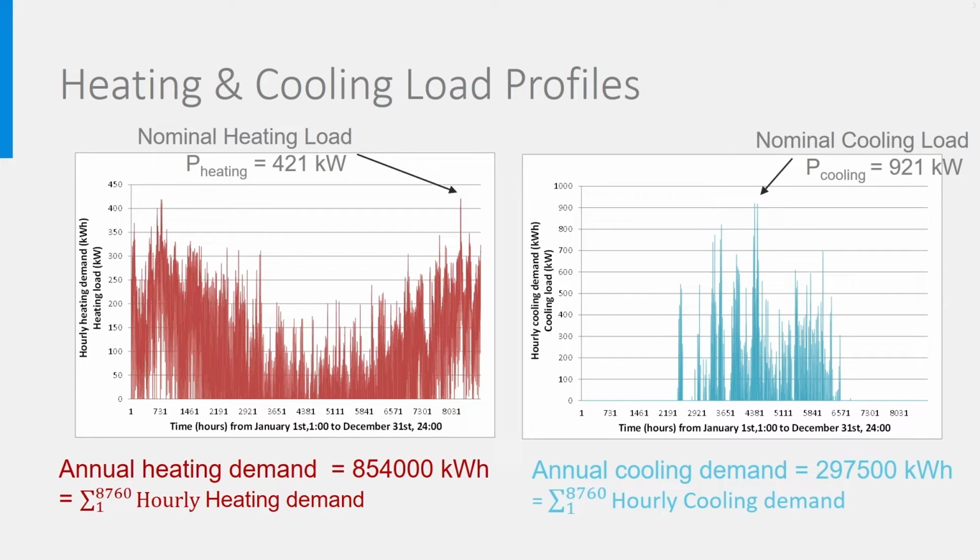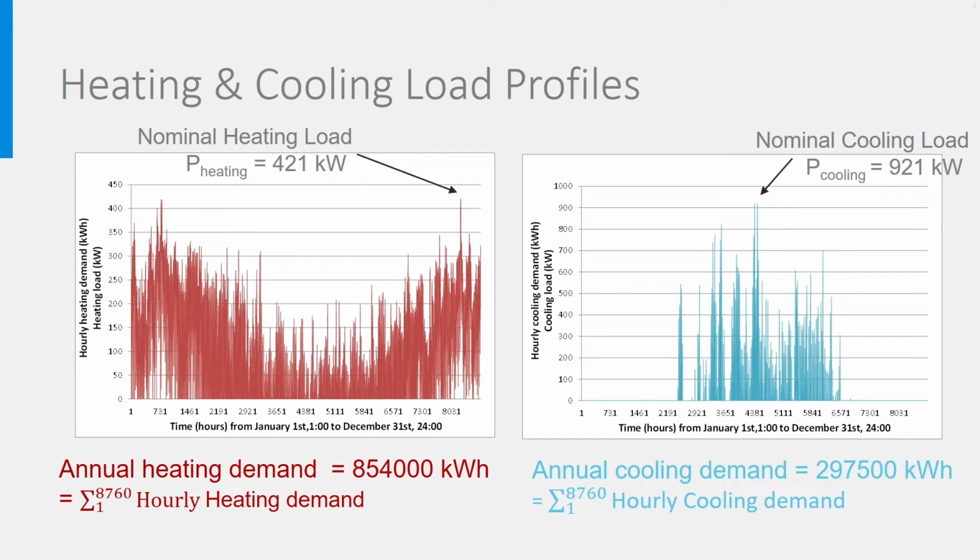In this slide, you see an example of a very large office building of 13,000 square meter floor area, such a building of 10 floors, 71 meter length and 18 meter width. You see that there are some high peaks, but that they only appear a few times in a year. The annual heating demand is 854 megawatt hour and the nominal heating load is 421 kilowatt. For cooling, the building needs 297.5 megawatt hour and the cooling load is 921 kilowatt.